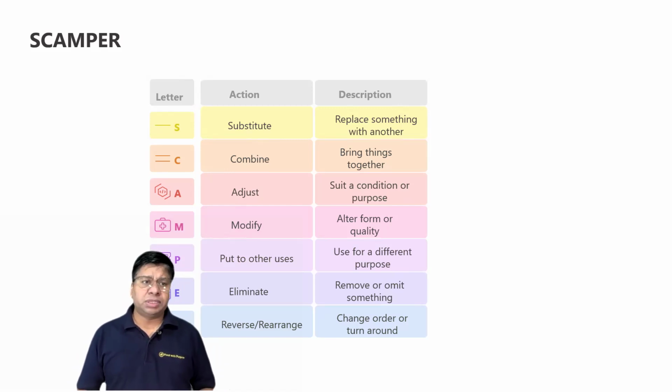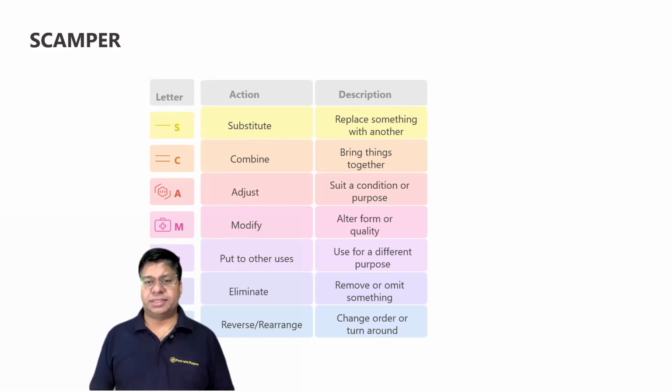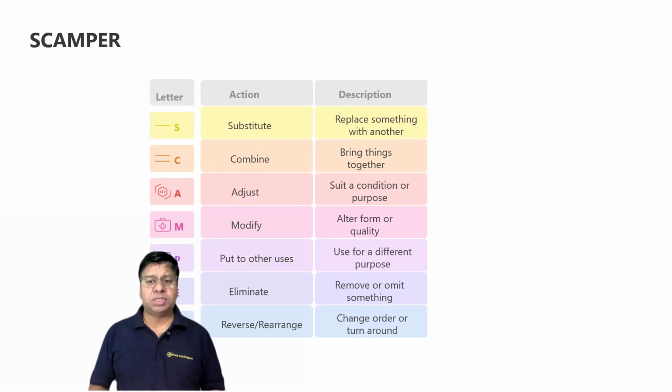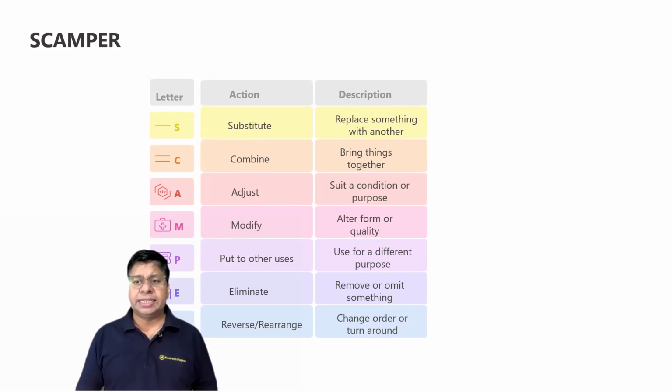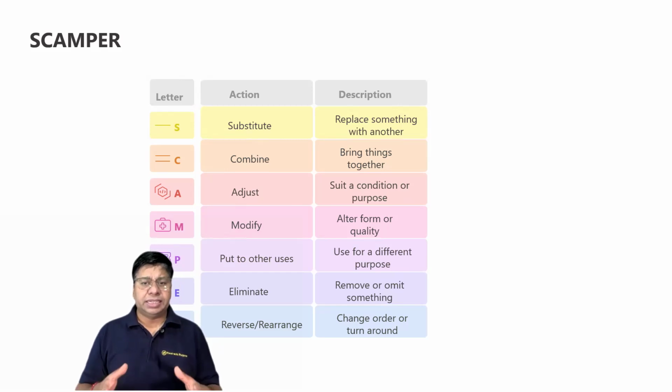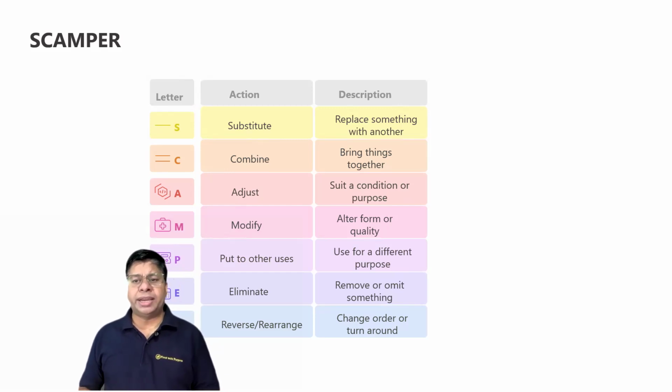R is for reverse or rearrange. What happens if you reverse a process or sequence? Like Netflix reversed the old TV model. Instead of one episode per week, it dropped entire seasons. Each SCAMPER prompt opens up a new dimension of thinking. Even one good idea from this process can lead to a breakthrough.